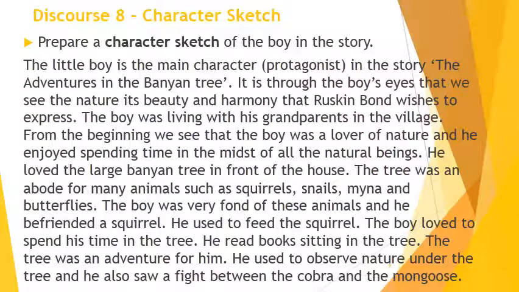Next we move on to the character sketch. Character sketch of the boy can be asked for the examination. Character sketch of the grandfather can be asked. So you can go through that. The little boy who sits on that banyan tree is the main character. See, the whole story is through the boy's eyes that we see the nature, its beauty, harmony that Ruskin Bond wishes to express, tell to the readers. Pause the video and read it.